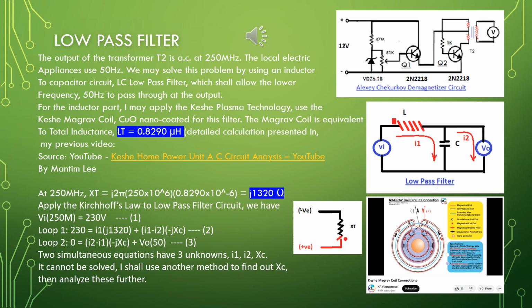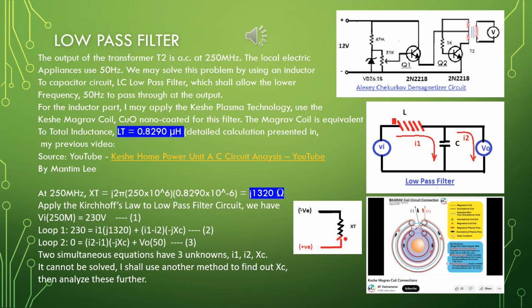For the inductor part, I may apply the Cache plasma technology, using the Cache McGrath coil, copper oxide nano-coated, for this filter. The McGrath coil is equivalent to total inductance Lt equal to 0.8290 microhenry. Details calculated are presented in my previous video. Source: YouTube, Cache Home Power Unit AC Circuit Analysis, by Mantim Lee. At 250 MHz, Xt equal to j times 2 pi times 250 times 10 to the power 6 times 0.8290 times 10 to the power minus 6 equal to j 1320 ohms.